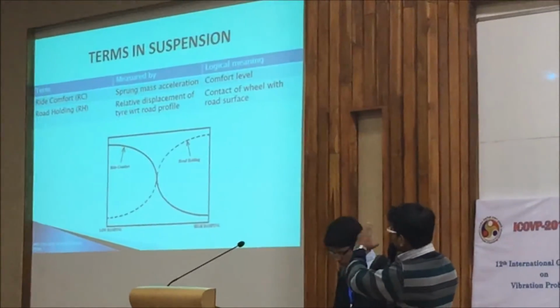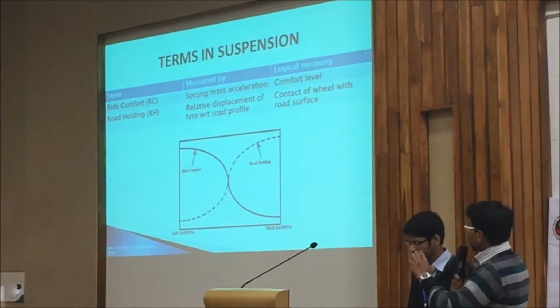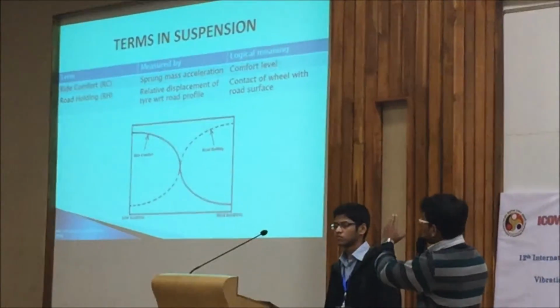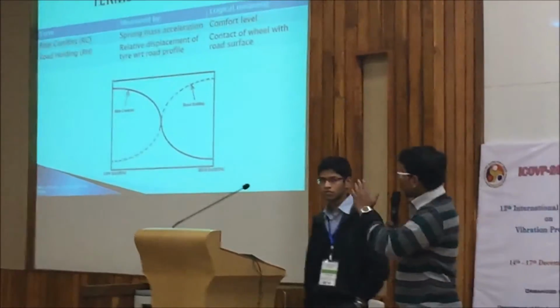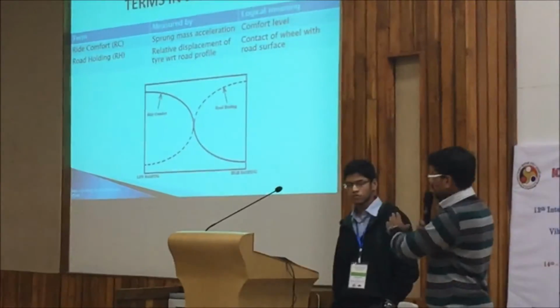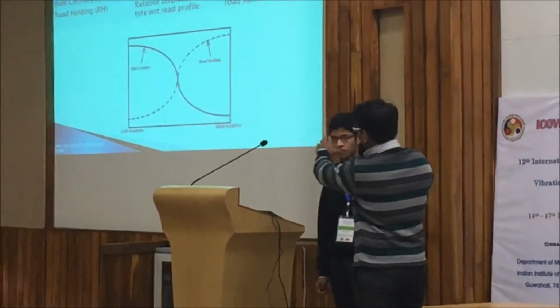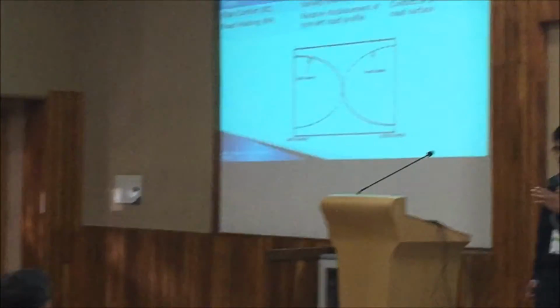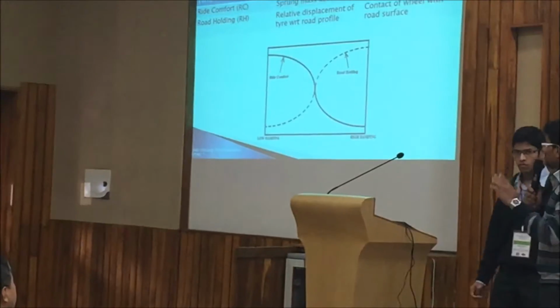The next thing is road holding. Road holding is the relative displacement of the tire with respect to the road. Road holding is good when the vehicle maintains good contact with the road surface. So road holding and relative displacement are also inversely proportional. That is, if relative displacement is more, then road holding is less. And you can see from the graph here that road holding and ride comfort are contradictory in nature. That is, if one increases, then the other one decreases.